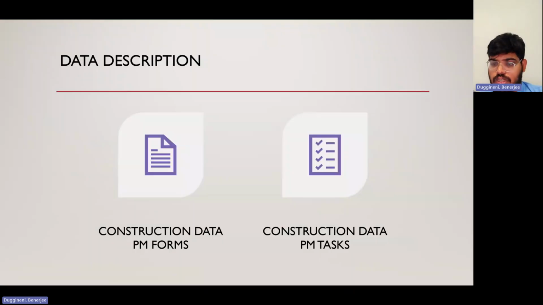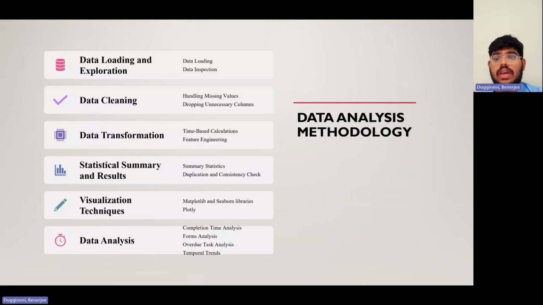Coming to the data description, I have got this data from an open source, which I have placed in the references of the report, which you can access. And coming to the data description, I have the construction data PM forms and the construction data PM task, which is in Excel format.